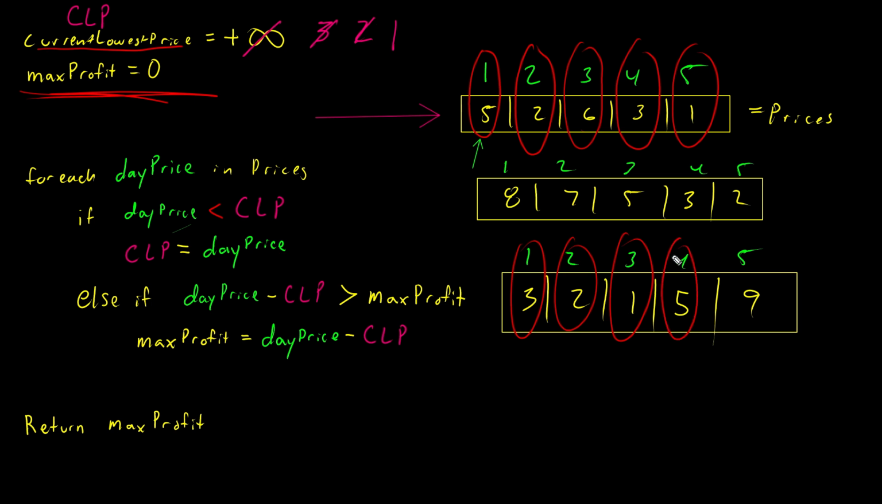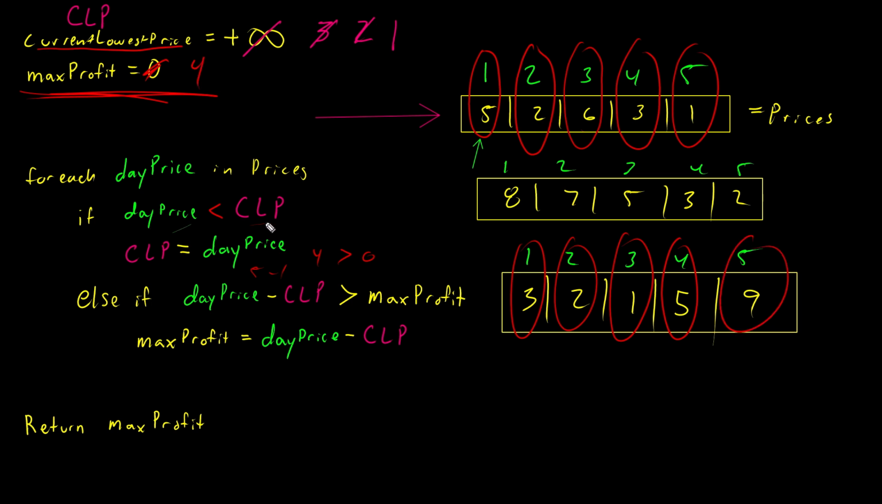At day 4, the price is 5. Is 5 less than 1? Well, no. So we move to else if. Well, is 5 minus 1 greater than our max profit? Is 4 greater than our max profit, which is currently 0? Is 4 greater than 0? Well, yes. So let's update our max profit to 4, right? And we move on to day 5.